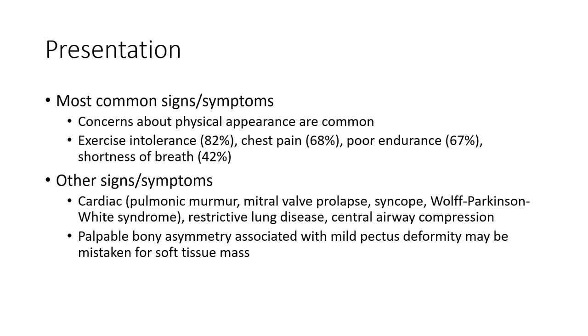Presentation, most common signs and symptoms: concern about physical appearance is common. Exercise intolerance, 82%; chest pain, 68%; poor endurance, 67%; shortness of breath, 42%. Other signs and symptoms: cardiac, pulmonic murmur, mitral valve prolapse, syncope, Wolff-Parkinson-White syndrome, restrictive lung, central airway compression. Palpable bony asymmetry associated with mild pectus deformity may be mistaken for a soft tissue mass.